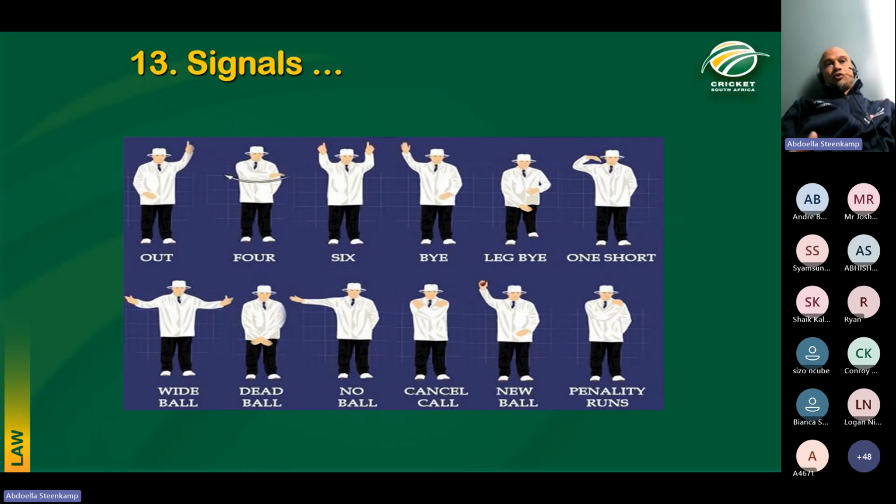And there are times where you need to signal penalty runs to the scorers. There are penalty runs for the batting side and penalty runs for the fielding side. There is a difference in how you signal it. Penalty runs to the batting side, you take your hand and place it on your opposite shoulder, and you need to tap your opposite shoulder.